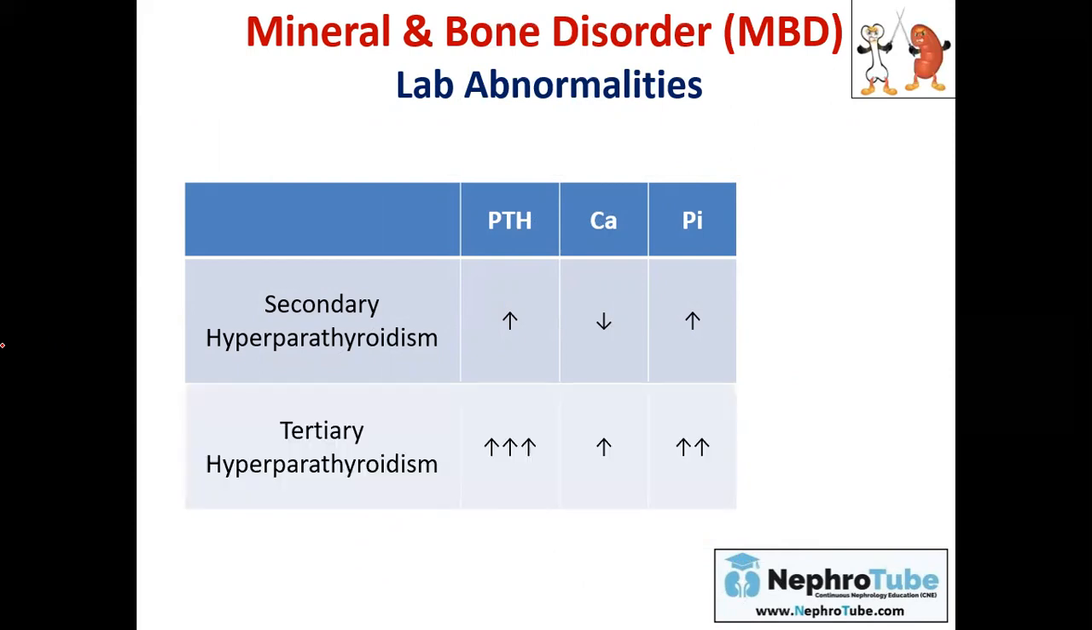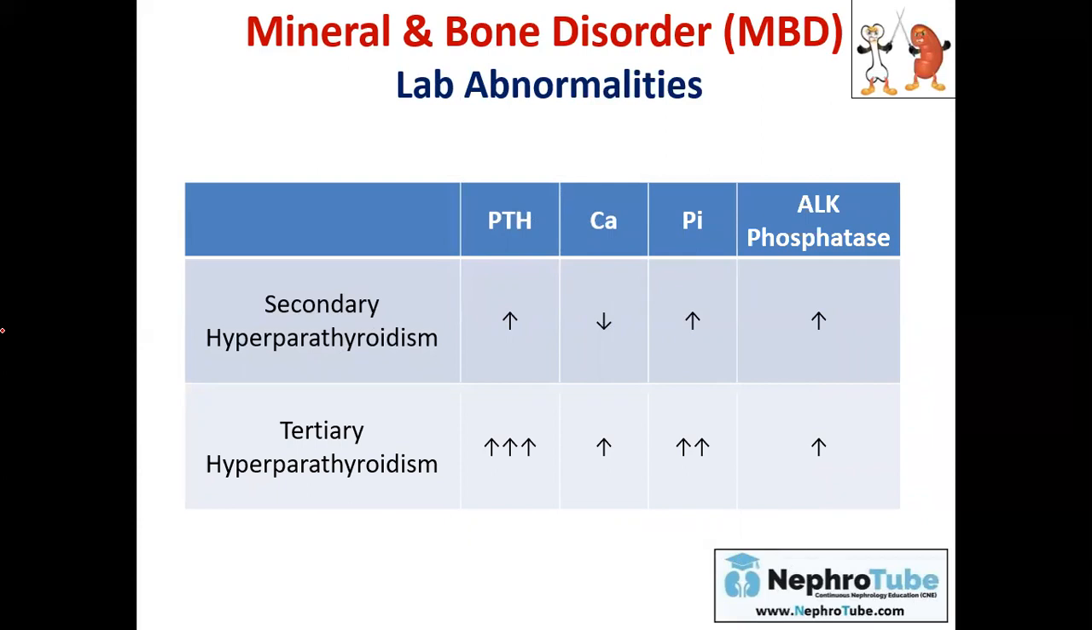And tertiary hyperparathyroidism is due to persistent untreated hypocalcemia and hyperphosphatemia. In this patient, you will find a very high PTH level, high calcium level, and high phosphate level. Why is there a high calcium level? This is because of increased osteoclastic activity of the bone. And in both, you will find high bone-specific alkaline phosphatase, which indicates hyperactivity of the bone cells.